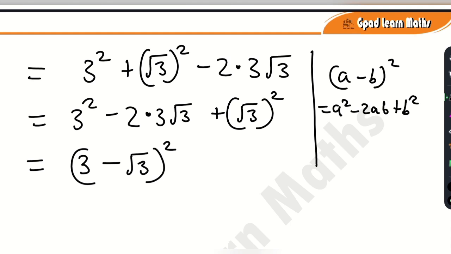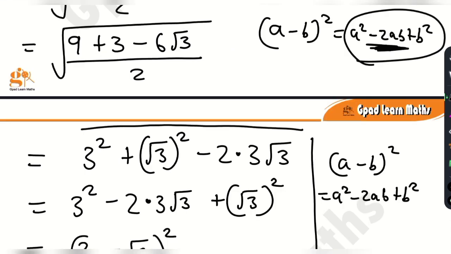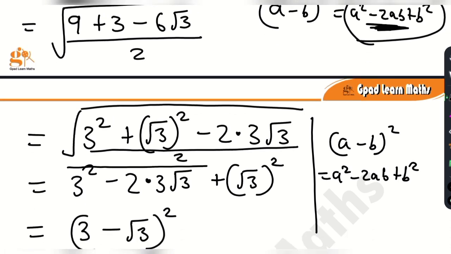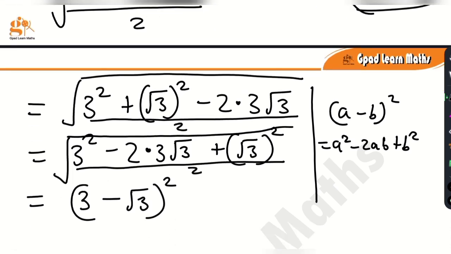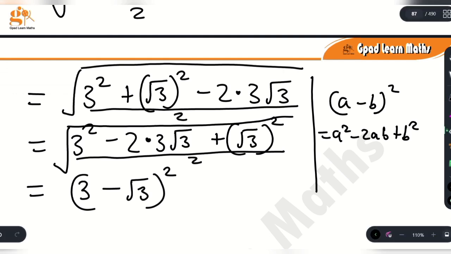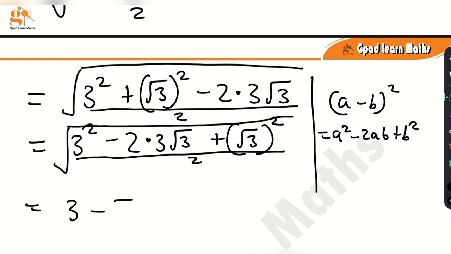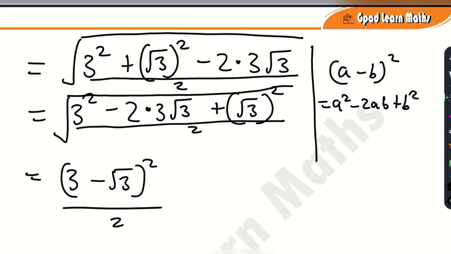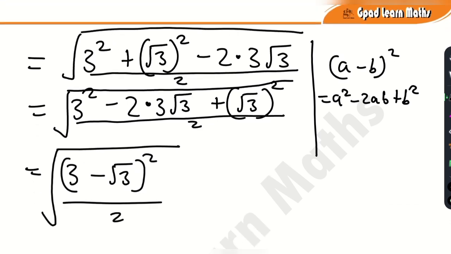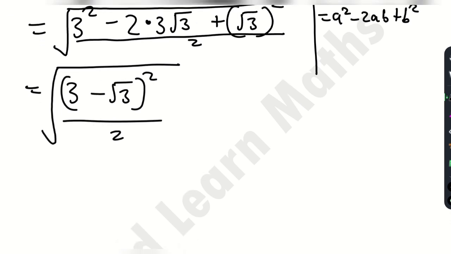Yes, of course. Now, permit me, I'm going to write the square root here over 2. I just got carried away. So here again, the square root over 2. Same here. Okay, let me just rewrite this to make it neat. So this is going to be equal to 3 minus root 3 all squared, over 2 with the square root on it like this. Can you see? Beautiful.